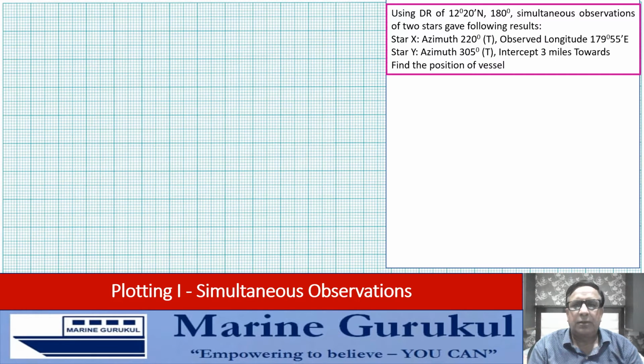One more example. Using DR 12 degrees 20 minutes north, 180 degrees, simultaneous observations of two stars gave the following results. Star X azimuth 220 degrees true, observed long 179 degrees 55 minutes east. Star Y azimuth 305 degrees true, intercept 3 miles towards. Find the vessel's position.